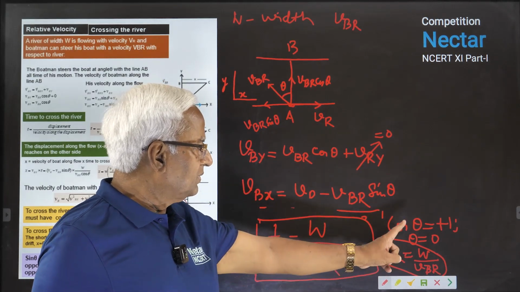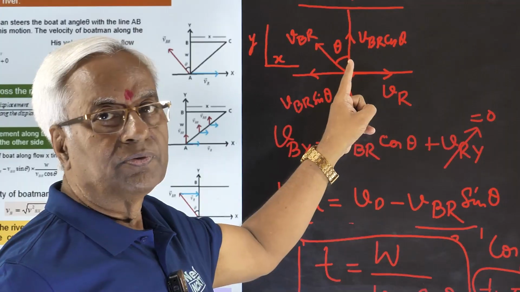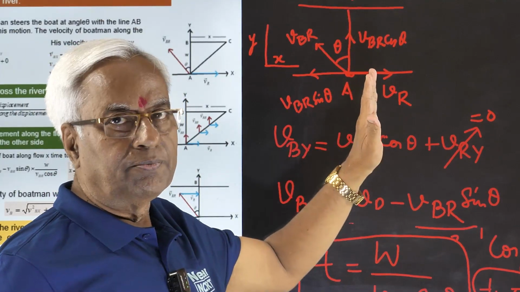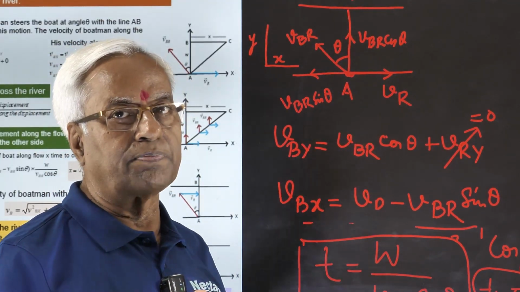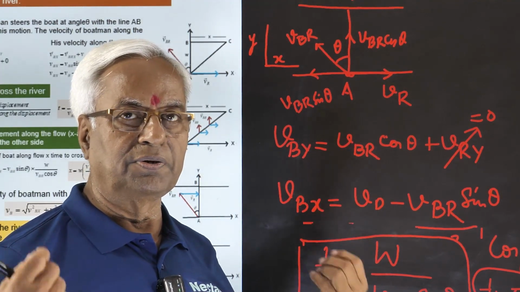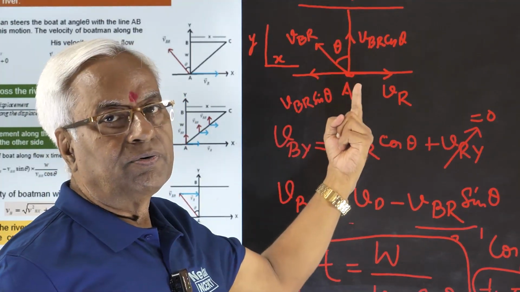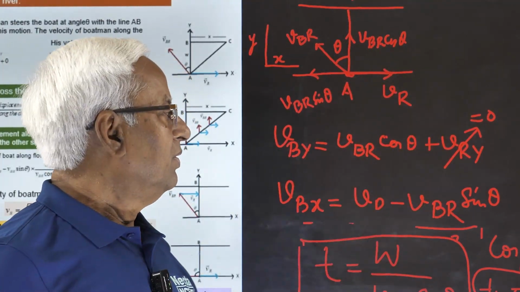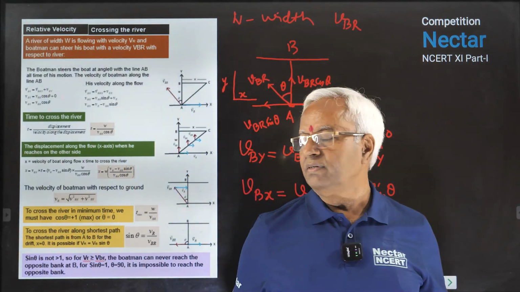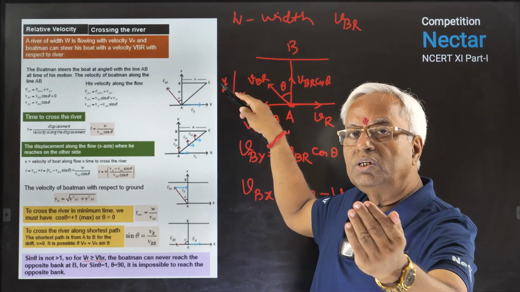But then you must remember this result. What is this result? You have to take theta 0. Theta 0 means simply along AB. And what is AB? Just across the river, perpendicular to river. Now we can conclude that in order to cross the river in shortest time, one has to start perpendicular to river flow.